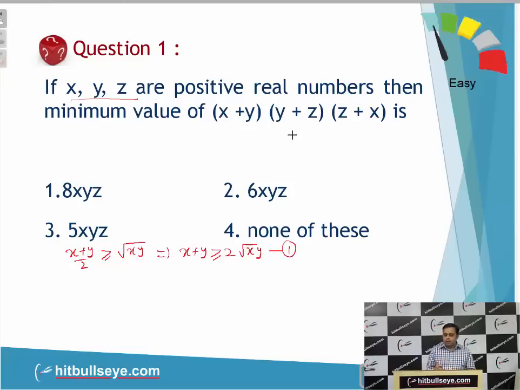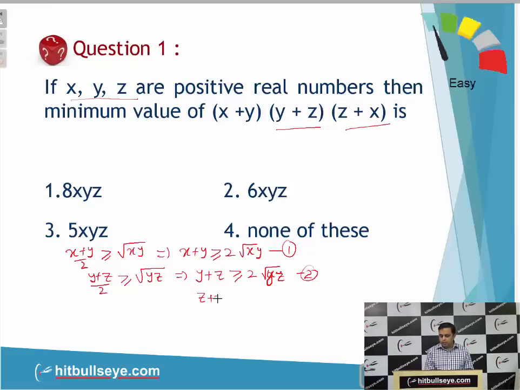If we apply the same result on the second term, that is y plus z, then y plus z upon 2, that is their arithmetic mean, will be greater than or equal to their geometric mean, and this will be equal to y plus z greater than or equal to 2 times √(yz). Similarly, for the third pair, we can write z plus x is greater than or equal to 2 times √(zx). Now the question is asking about their product.